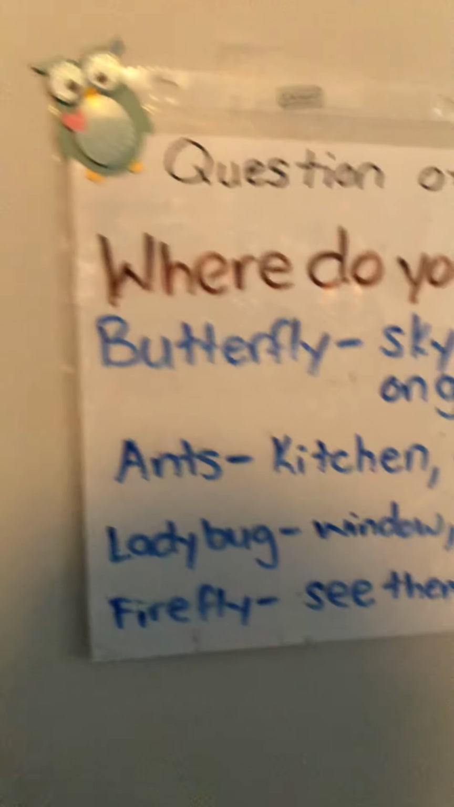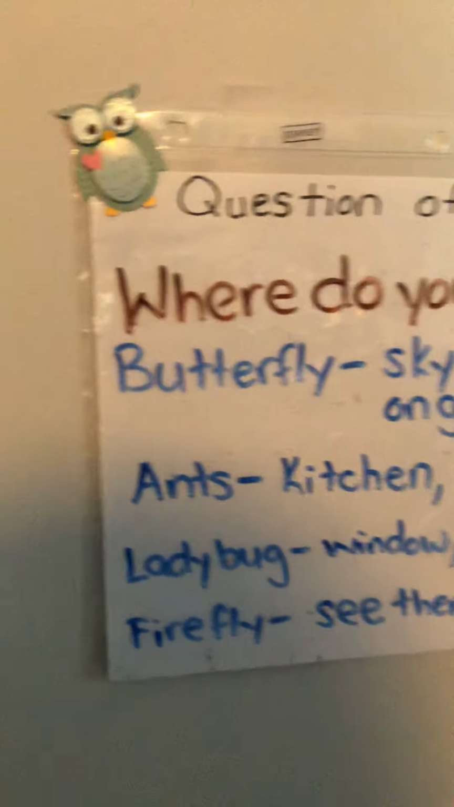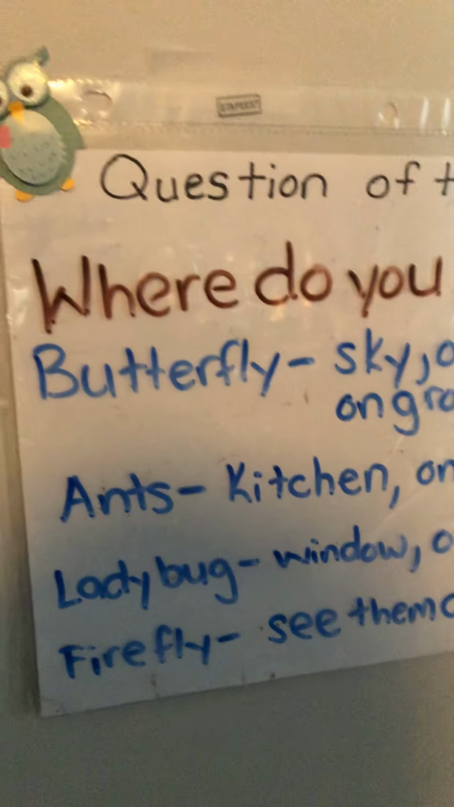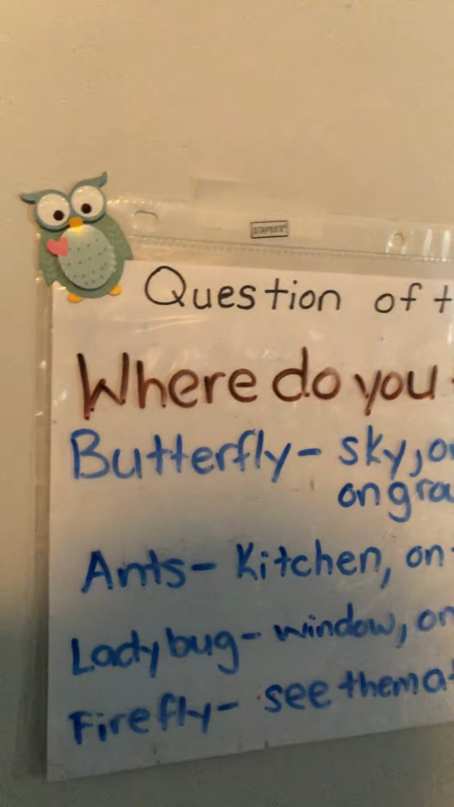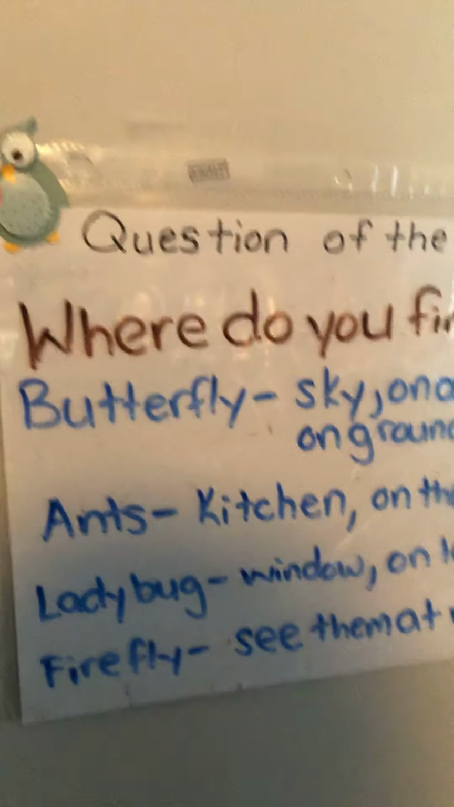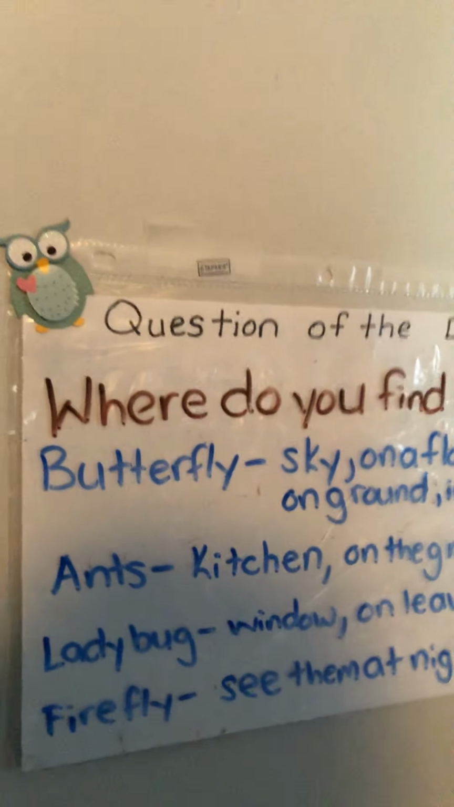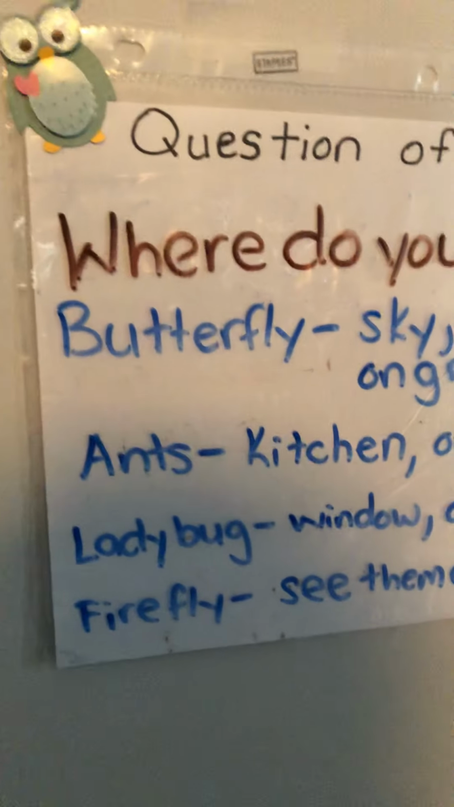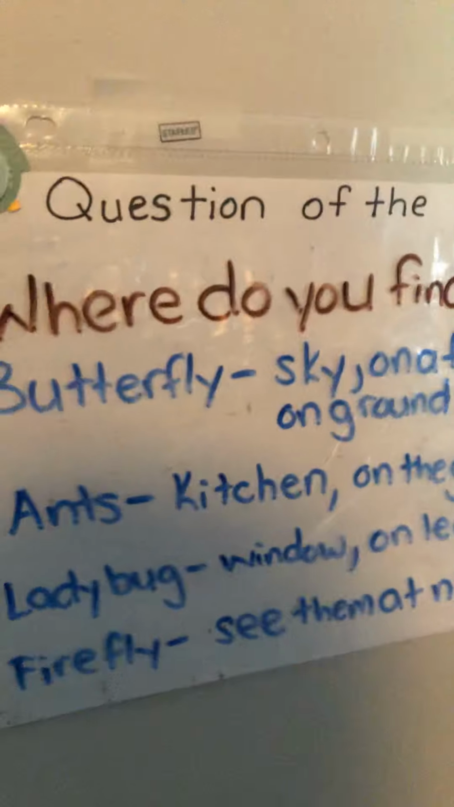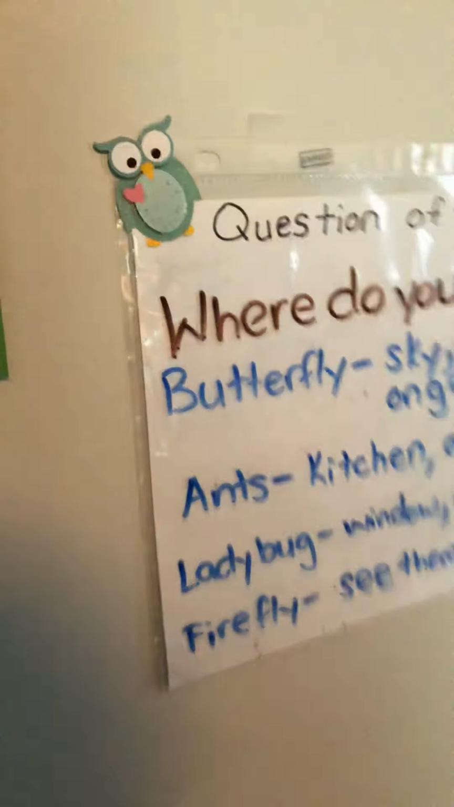Okay, so just think about some insects and where have you seen them? Were they in the sky? Were they on the ground? Maybe were they in your house? Were they outside of your house? Maybe they were at the park or the playground. So think about, where have you found insects? Okay.